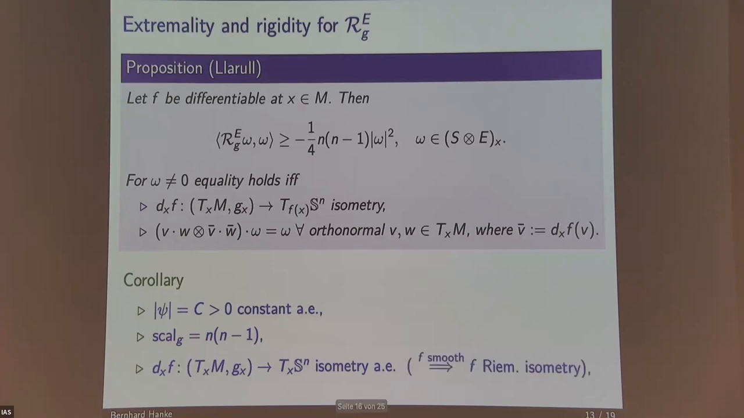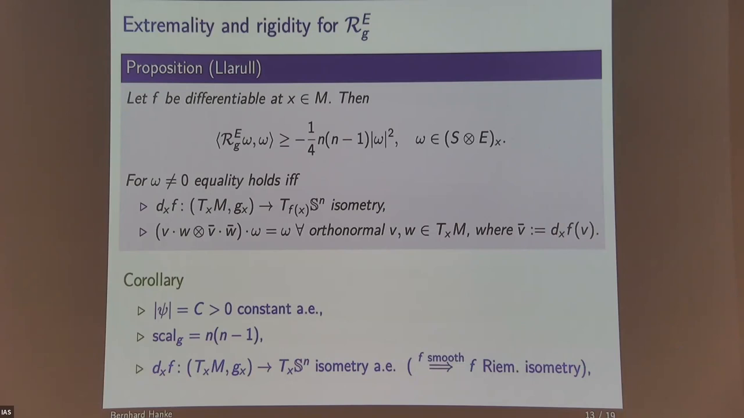And from this we can conclude, and this proves the classical Llarull theorem, that if F is smooth, then F must be a Riemannian isometry. Why? Because the differential is an isometry, we can use the inverse function theorem. We see that F is locally a diffeomorphism. Sn is simply connected, so it must be a global diffeomorphism. And this map is almost everywhere an isometry, so actually the map must be everywhere an isometry, because the differential of F is continuous in the smooth case. So in the smooth case, everything is fine.